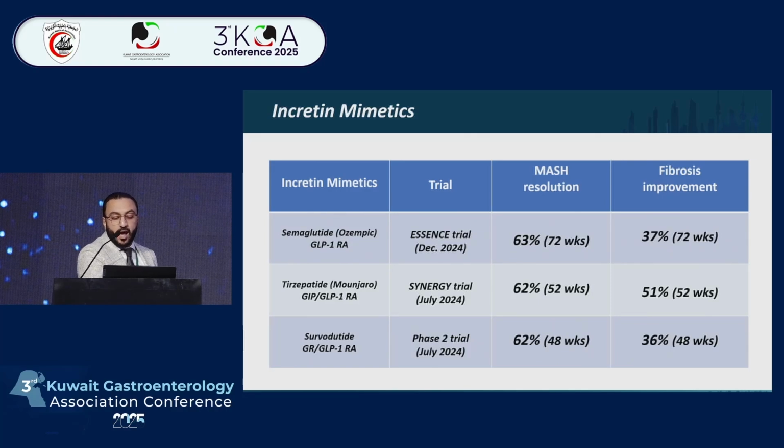With Mounjaro, we have the SYNERGY trial that was published in July 2024. We have 62% of patients achieving MASH resolution, and at least 51% of patients achieving fibrosis improvement by 1 stage at 52 weeks, which is a really good result. Survodutide is still in phase 2 trial. It was published in July 2024. It shows also 62% MASH resolution, and 36% of patients achieved fibrosis improvement at 48 weeks.